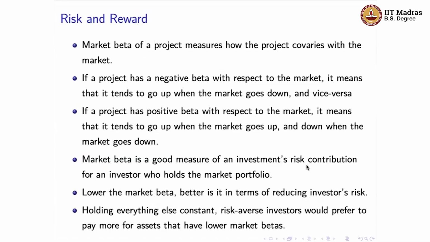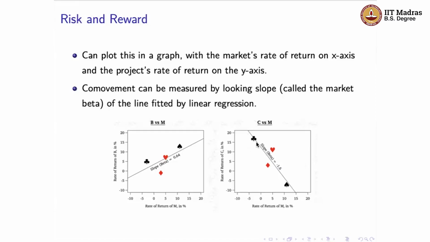So if the project has a negative beta with respect to the market, it means that it tends to go up on average when the market goes down, and it tends to go down when the market goes up. So for example, if you look at this here, you can see that as the rate of return of the market is going up, on average the rate of return of asset C is lower, right? So this would be a case corresponding to the slope being negative, or the market beta being negative, for stock C or asset C.